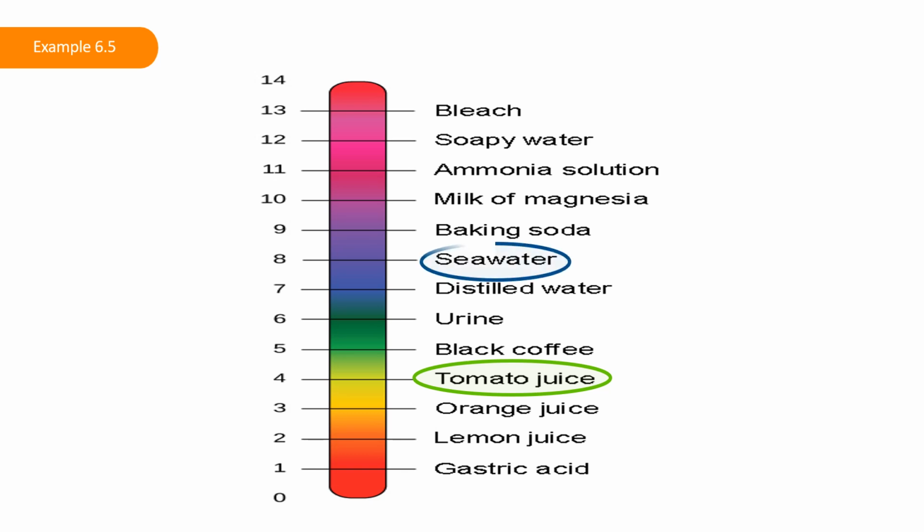An example of a weak basic solution is seawater, which has a pH near 8.0. This is close enough to a neutral pH that marine organisms have adapted to live and thrive in a saline environment.